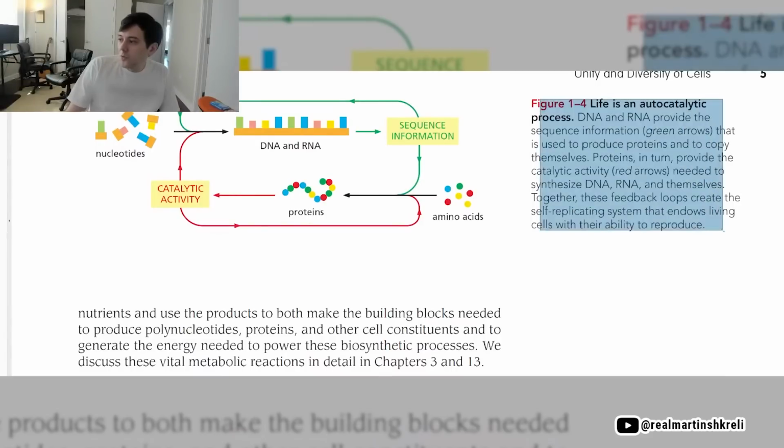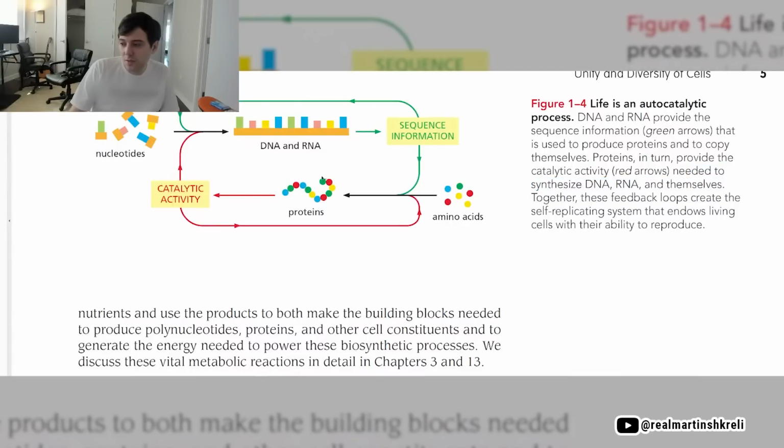Let's look at figure 1.4. Life is an autocatalytic process. So auto means automatic, or will occur on its own. Catalytic means something happening, or something being created or transformed. DNA and RNA provide the sequence information, the green arrows, that is used to produce proteins and to copy themselves. Proteins, in turn, provide the catalytic activity needed to synthesize DNA, RNA, and themselves.